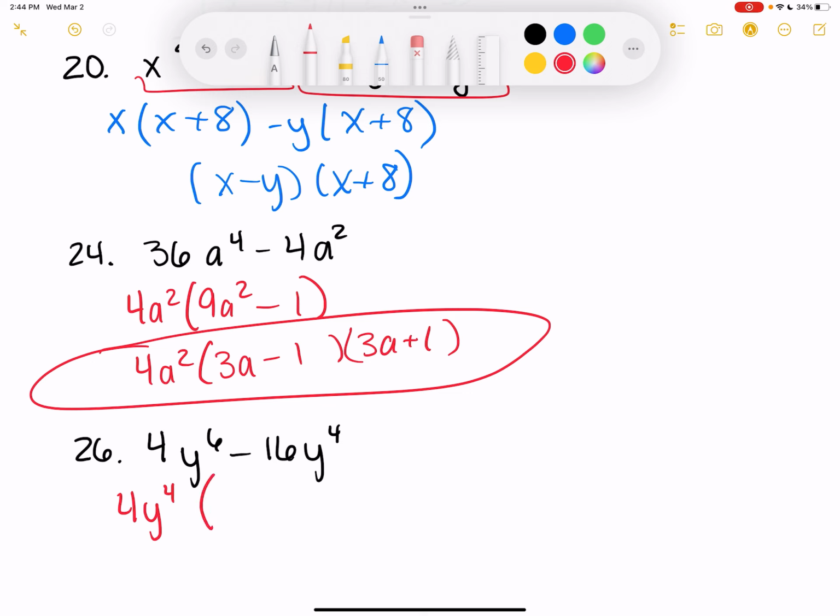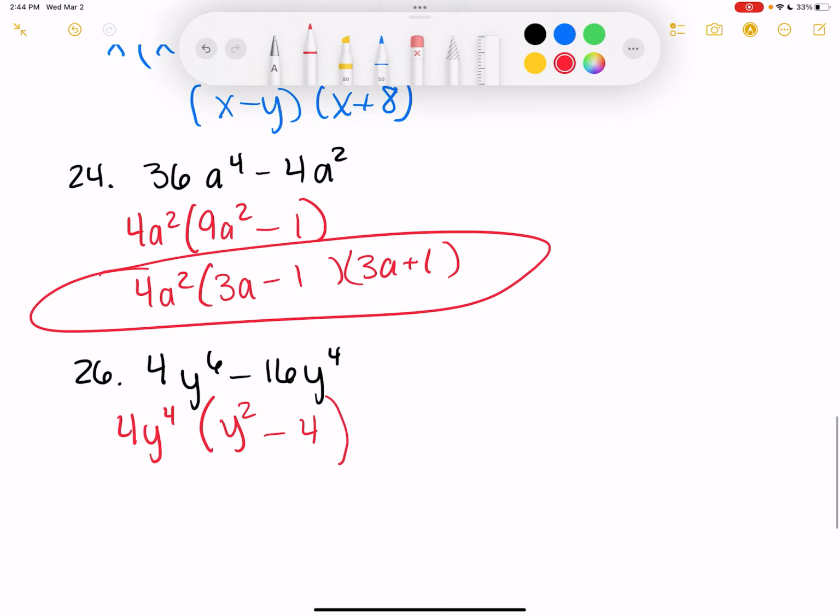Negative 16, y. It's not negative. What are you talking about? 16. What does this piece leave me with when I take out y? Y squared. Then what? Minus 4. Wait, no. I took out y to the 4th, so it's gone.